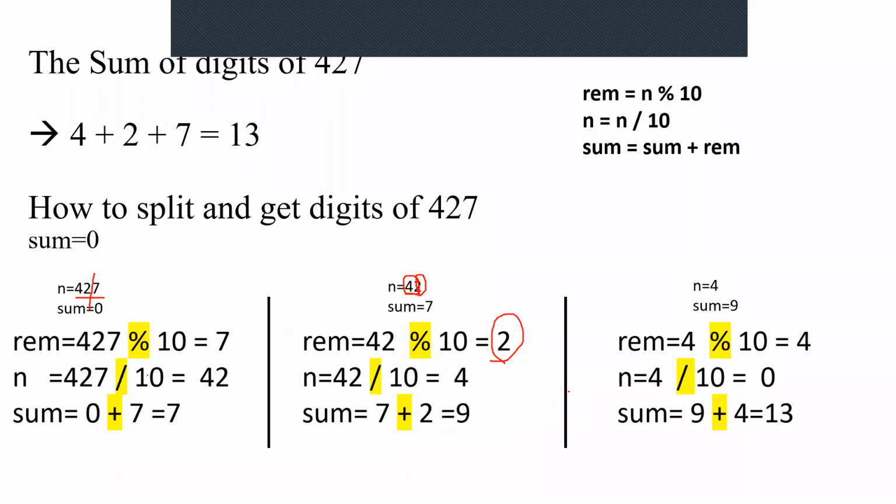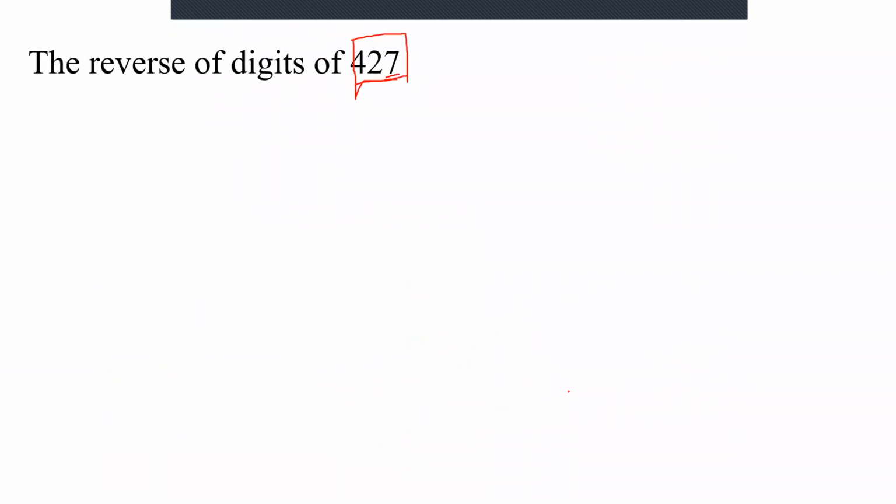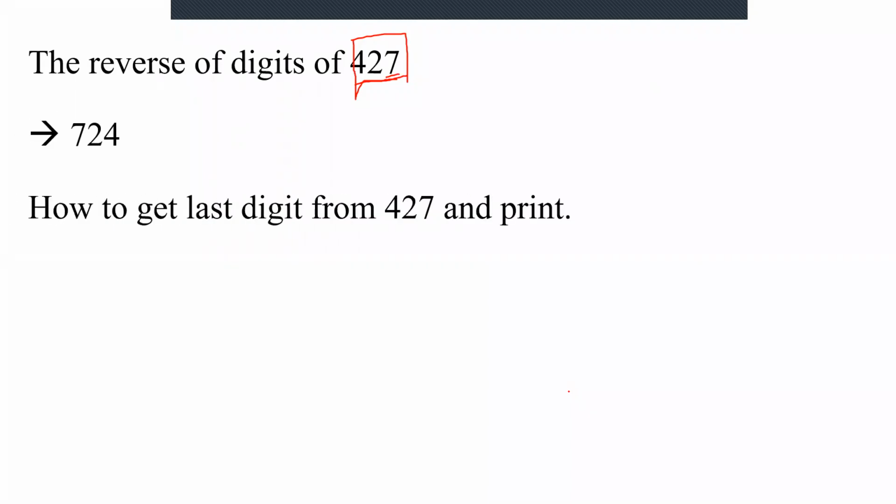To extract the last digit, you should use the remainder or the mod operator. Understood? And then to store the remaining parts, you can find the quotient using the division operator. So again, for finding the reverse of the digits also, these steps are almost the same. The last step is just a small difference. First step is find the remainder. Second step is find the quotient and update the value of n.